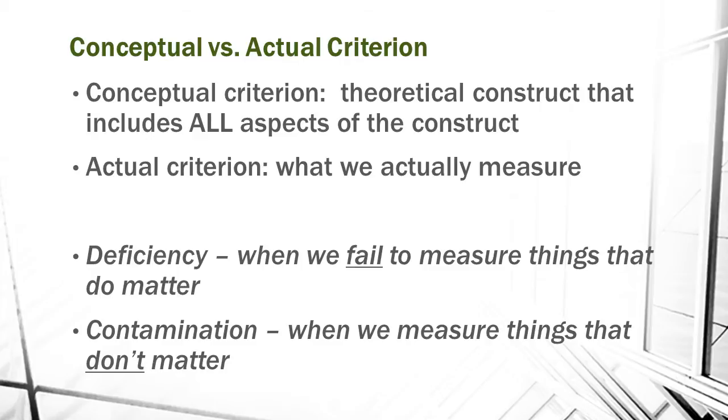For example, let's think for a moment about teaching effectiveness. There might be many different ways that we might think of teaching effectiveness, and the conceptual criterion might include all of these different things. How students perceive the teacher, how students learn, perhaps how peers would evaluate someone's teaching. There are many different ways to think about what constitutes teaching effectiveness. However, it's typically only measured via things like student ratings.